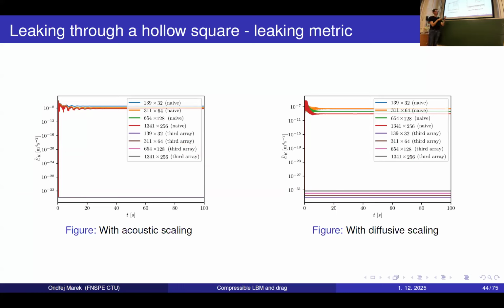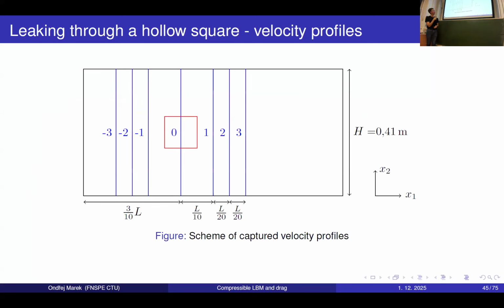This can be also seen that the diffusive scaling with the third array has some changes because the non-dimensionalized LBM velocity does not stay constant. Here the viscosity LBM stays constant, and here when it's acoustic, the LBM velocity is constant. The result is actually also constant for each resolution of the simulation.